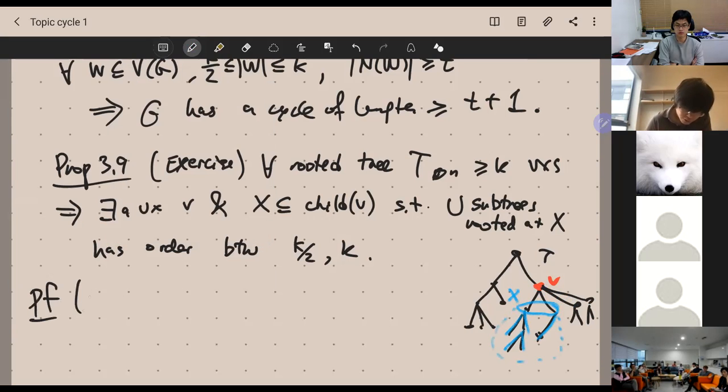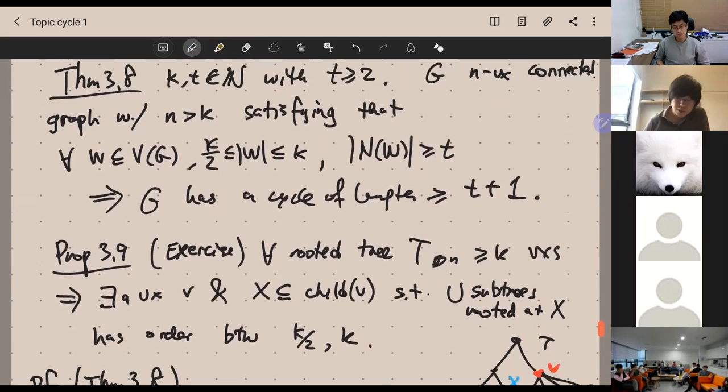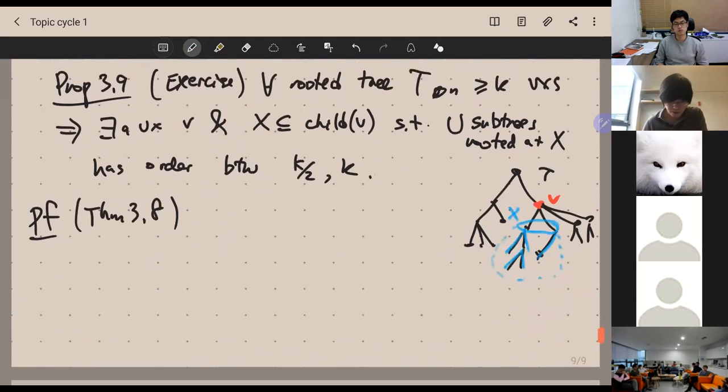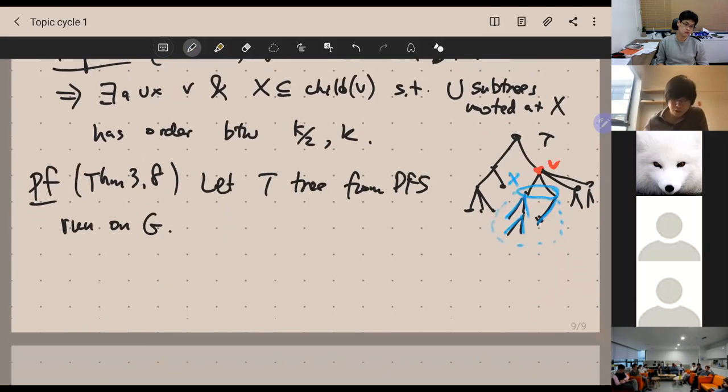So let's come back to the proof of Theorem 3.8. Recall, 3.8 says, whenever for sets of size between K over 2 and K, its external neighborhood is at least T, then we have a long cycle. So, let T be the tree from DFS run on G.